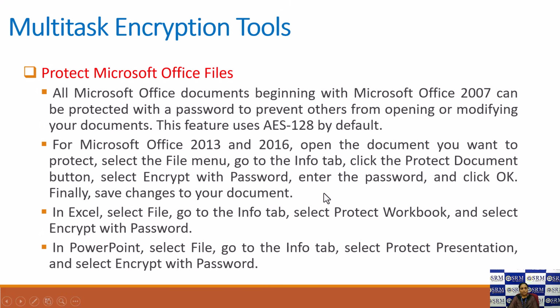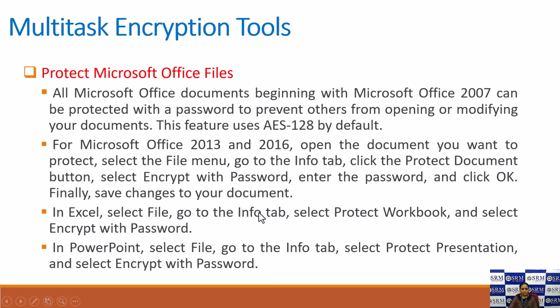The third one is the encryption in Microsoft Office. Many of us may not be using it actually. For your Word, PPT, Excel, everything they have provided the protection, right? In Microsoft Office 2013 and 2016, you can open the document you want to protect, select the file menu. Even it's available in 2011. I have checked it out. Open the document you want to protect, select the file menu, go to the info tab, click the protect document button, then select encrypt with a password, enter the password and click OK. This is a very simple way of encrypting a Microsoft file. It can be a Word, it can be Excel, or it can be PPT.